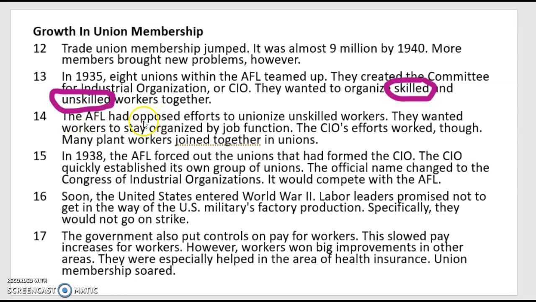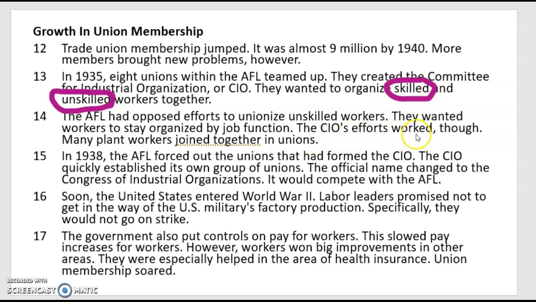The AFL had opposed efforts to unionize unskilled workers. They wanted workers to stay organized by job function. Okay. So this is going back to what I just said about the craftsmen, the tradesmen, the steel workers were grouped up by job function. The carpenters were grouped up by their job description. And that's how they unionized. Okay. So let me keep reading.